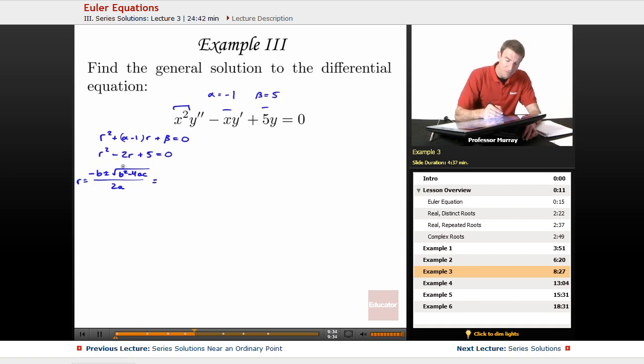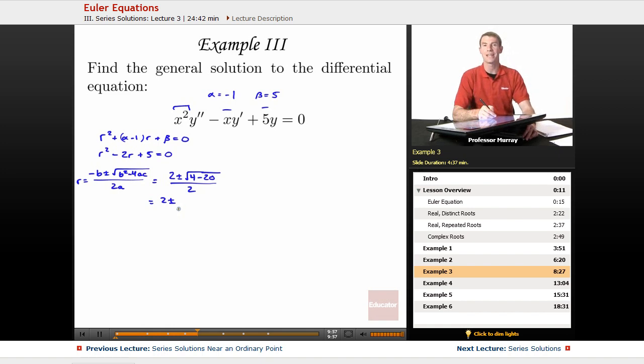So here our b is negative 2, so our negative b is positive 2, plus or minus the square root of b squared, which is negative 2 squared, so that's 4. 4ac is 4 times 1 times 5, so that's 20. 4 minus 20, over 2a, which is 2. So that's 2 plus or minus the square root of 4 minus 20, which is negative 16, so the square root of negative 16 is 4i.